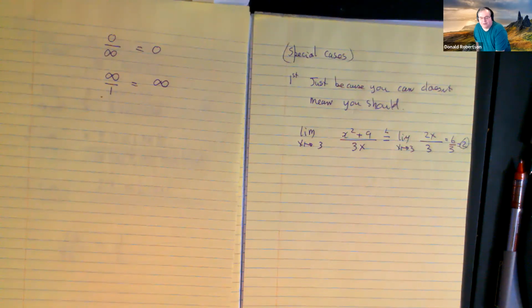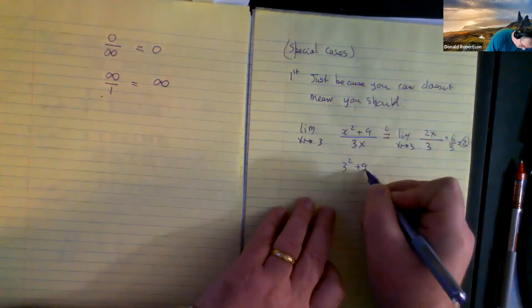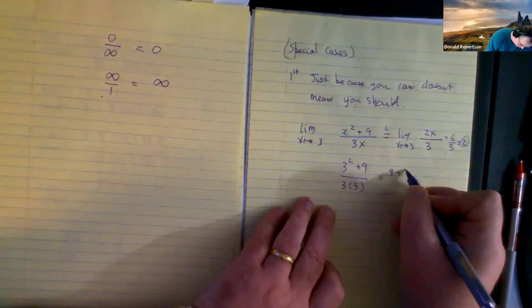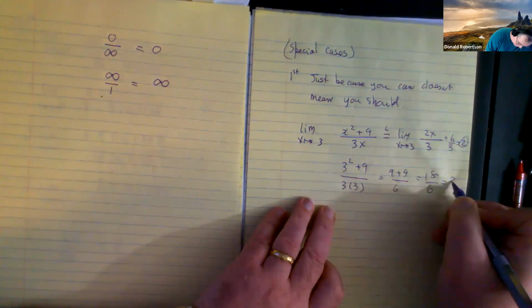Oh, here we go. 3 squared plus 9 over 3 times 3 is 9 plus 9 over 6. It's 18 over 6. Isn't the right answer 3?